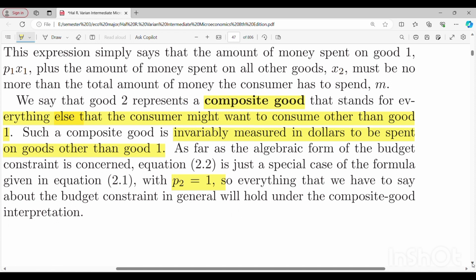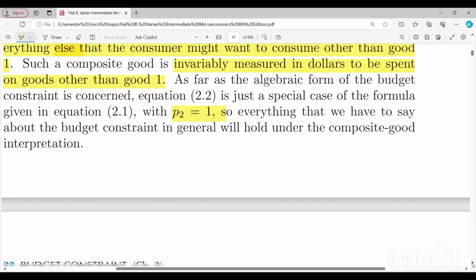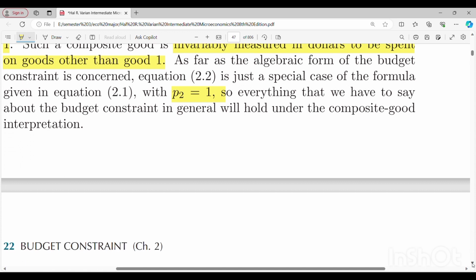So it can be measured in price also, that is dollars or rupees or whatever. So P2 will automatically be 1 in the budget constraint when it is a composite good interpretation.